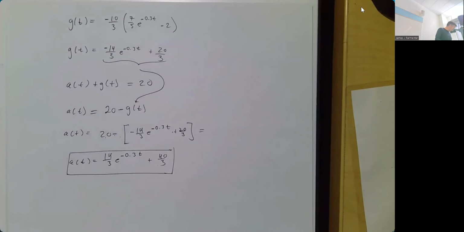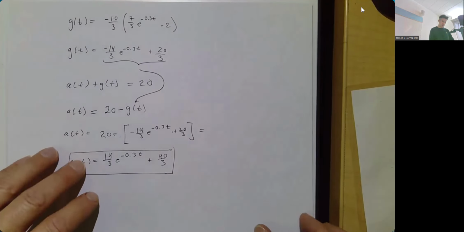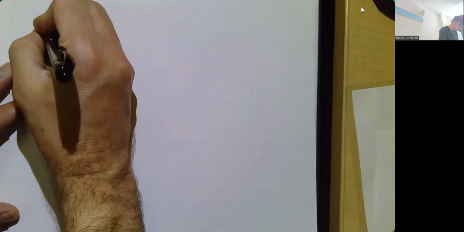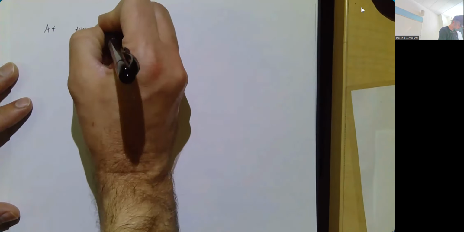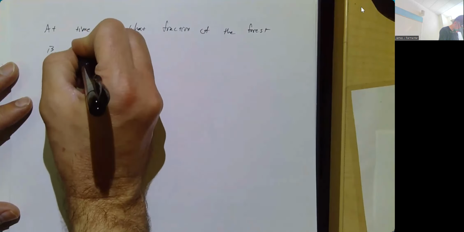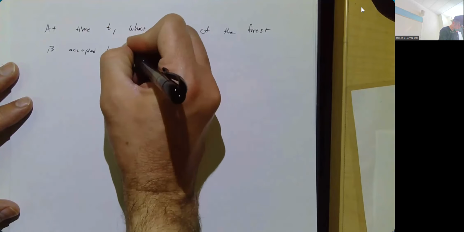So typically the last kind of question we usually ask for this kind of thing is, what fraction of the forest is occupied by adult trees? So at time t, what fraction of the forest is occupied by adult trees?